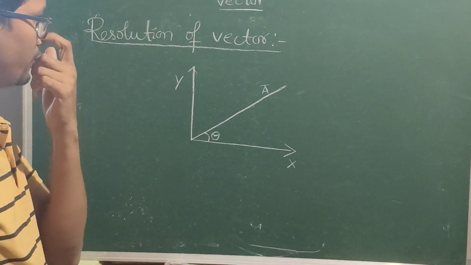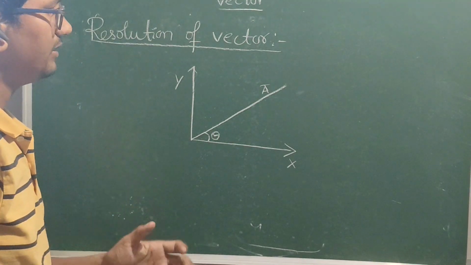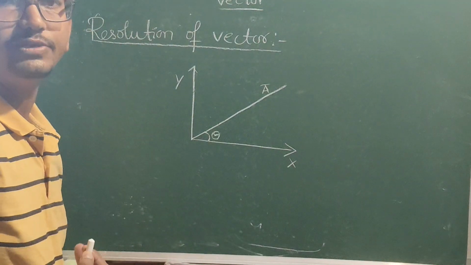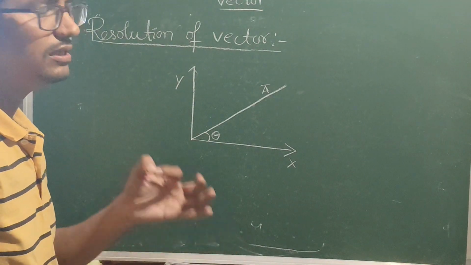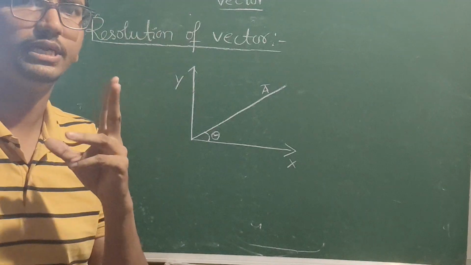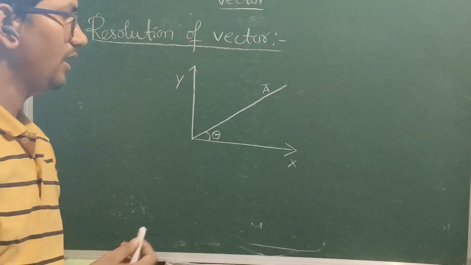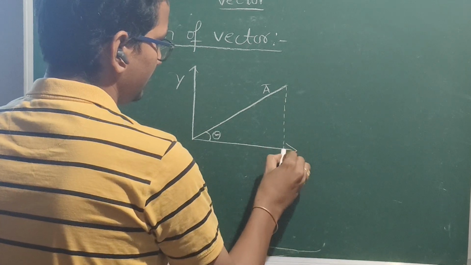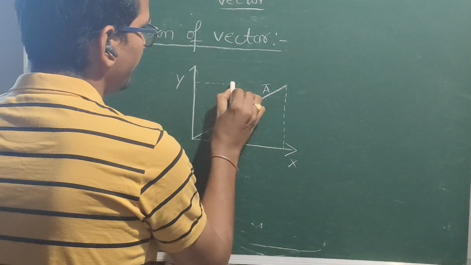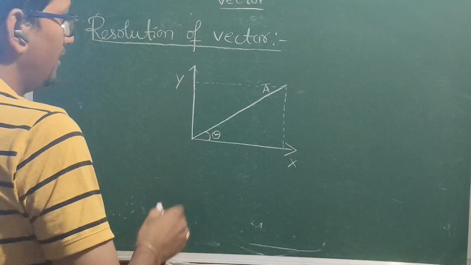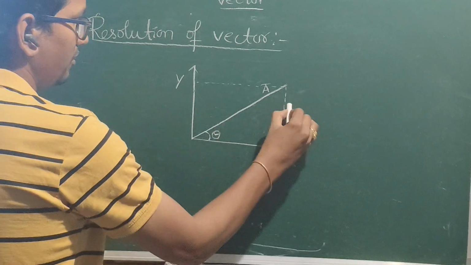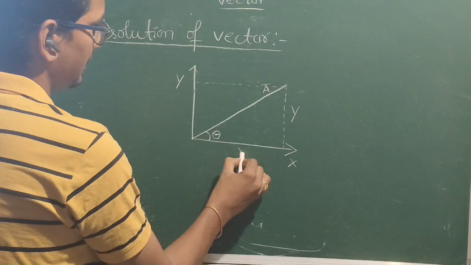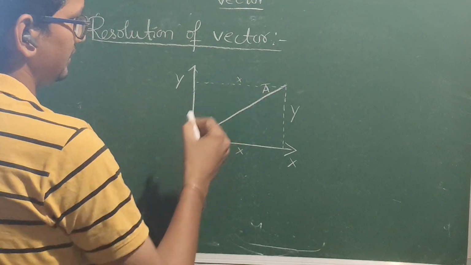If you want to find the displacement of this particle, we need to resolve it into two components. Two rectangular components are there. How can you calculate them? For example, we draw these dotted lines. This is the y-axis, and this is also y-axis because they are parallel. This is the x-axis, and this is also x-axis.